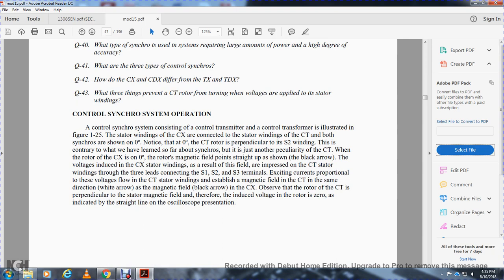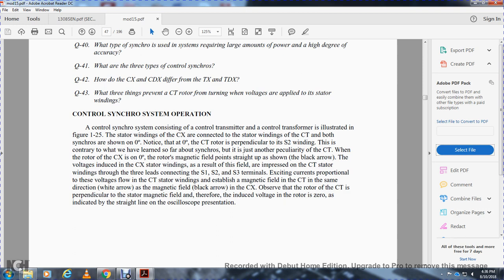Now let us look at the control synchro system and its operation, illustrated in figure 120. The stator winding of the control transmitter is connected to the stator winding of the control transformer. Both synchros are shown at 0 degrees. Note that for the control transformer, 0 degrees means the rotor is perpendicular to stator 2. With the control transmitter at 0 degrees, the rotor magnetic field points straight up, shown with the black arrow.